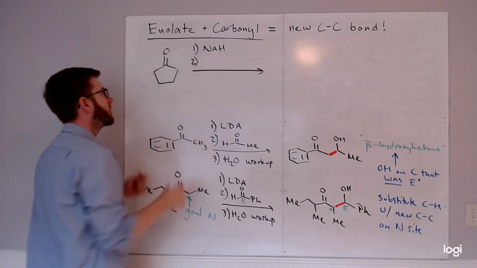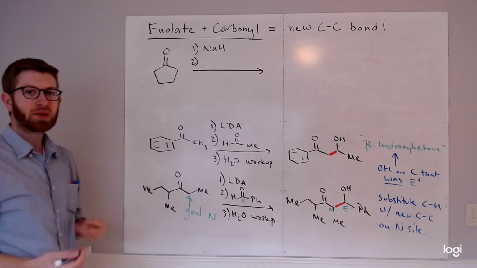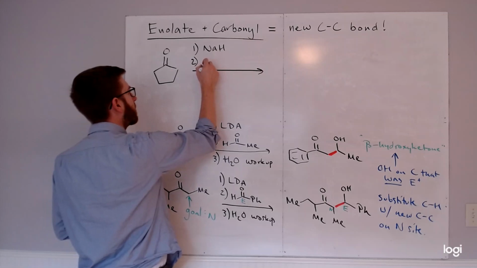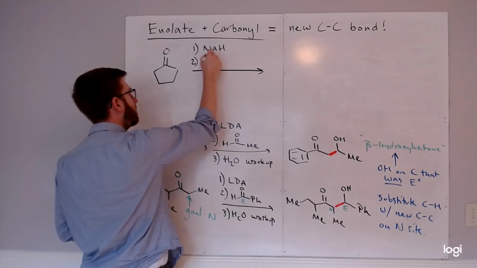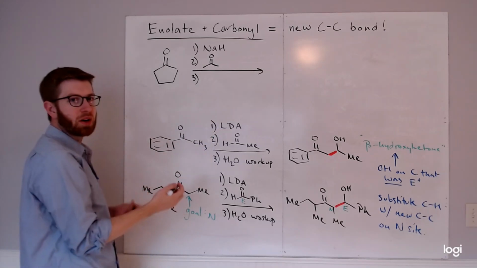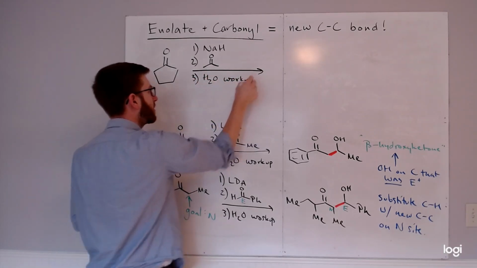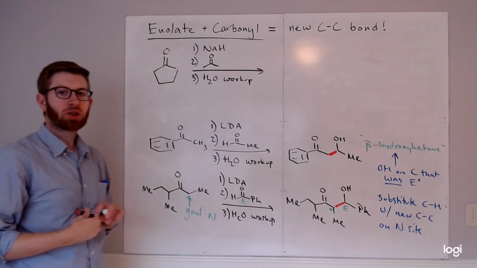And let's choose a different kind of an electrophile. Let's use a ketone here. So we'll use acetone. And then we know that we probably need some kind of a workup because we're using a carbonyl electrophile. We need to deal with the oxygen that's going to become negatively charged.